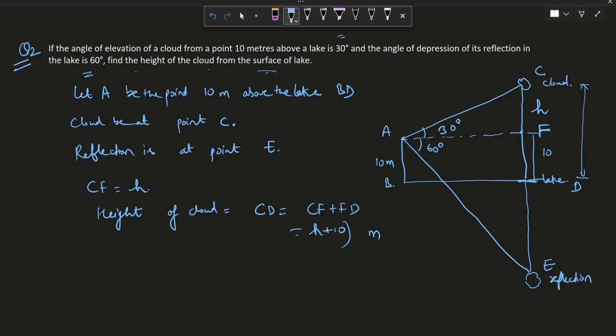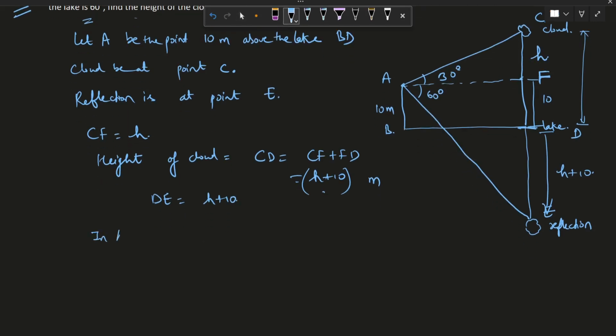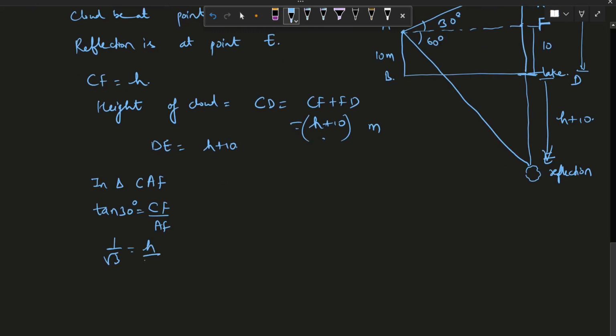That much meter. Now if I talk about this DE, how much will DE be in total? DE is also H plus 10. Let's take the two triangles now and solve it. In triangle CAF, what do I have? I'll take tan 30 degree, because the angle is 30 degree, equals CF by AF. What is tan 30? 1 by root 3. CF is H by AF. So from here I got AF as H root 3.